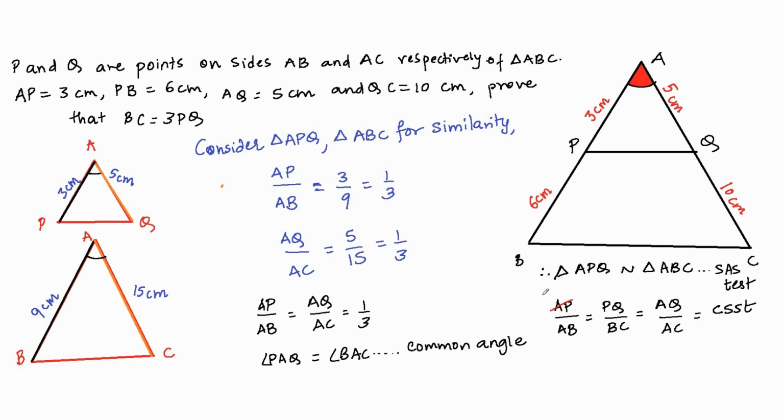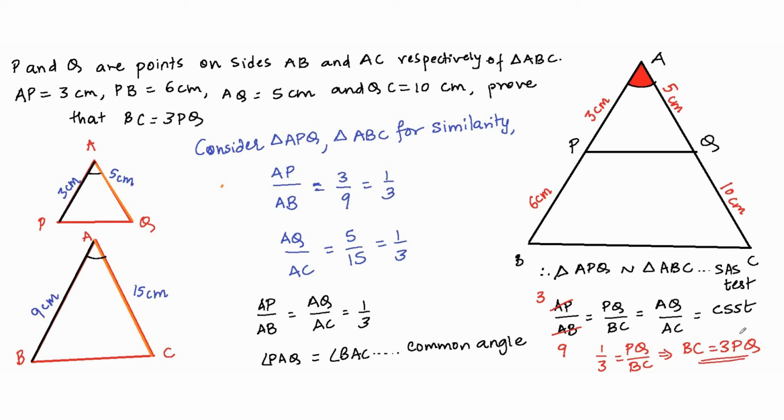I know that AP is 3 centimeters and AB is 9 centimeters, which means I can say 3 upon 9 simplifies to 1 by 3. So 1 by 3 equals PQ by BC, which implies on cross multiplication BC is equal to 3 times PQ, hence proved. This is exactly what I wanted to prove, and this is how I used similarity.